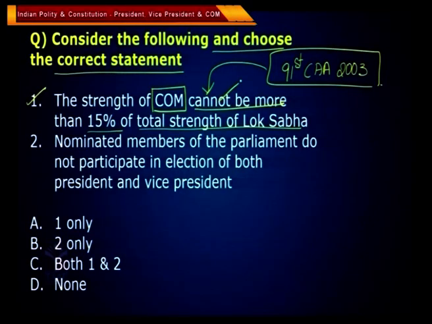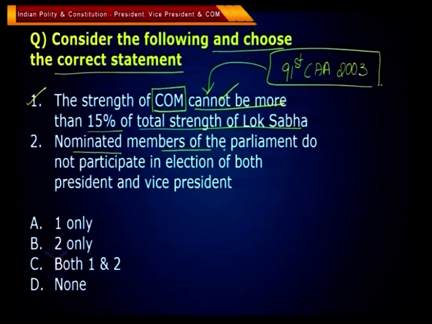According to the 91st Constitutional Amendment Act of 2003, the maximum strength of the Council of Ministers cannot be more than 15% of the total strength of Lok Sabha. See, maximum. It can be lesser. It cannot be more than that. So, this is correct. Next one.